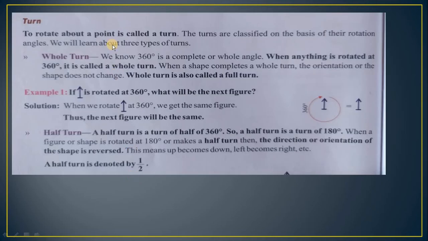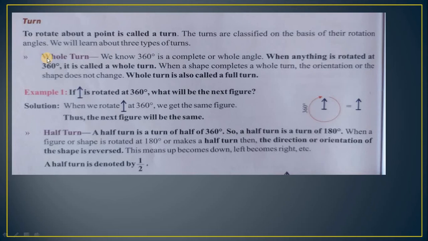Now we will move on to the next point, turn. What is a turn? Suppose you are changing your direction from a particular point, that is a turn. To rotate about a point is called a turn. Turns are classified on the basis of the angle of rotation. So we will learn three types of turn.